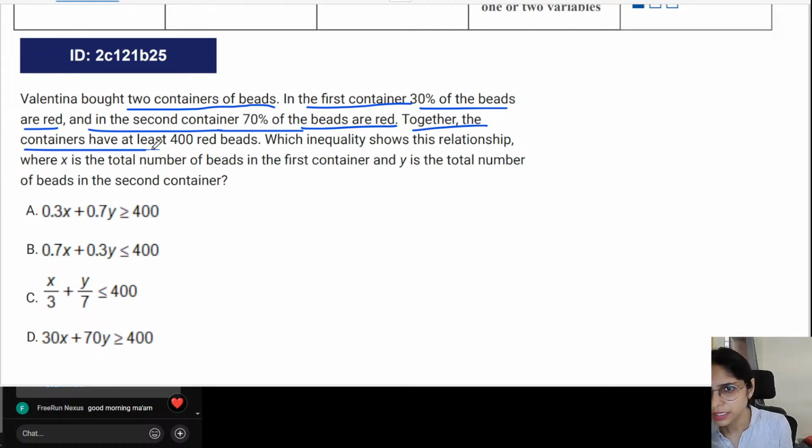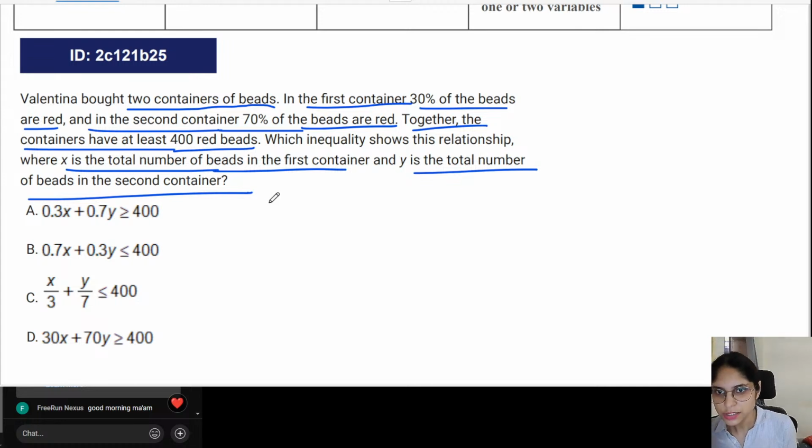Together, the containers have at least 400 red beads. Which inequality shows this relationship, where X is the total number of beads in the first container and Y is the total number of beads in the second container? At least means greater than or equal to.